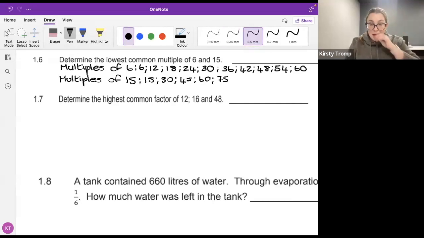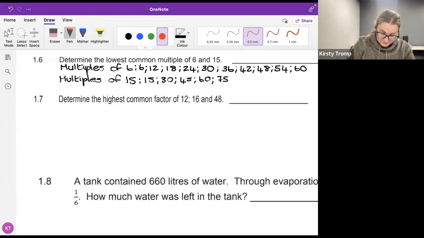Okay, so now I've got those 5. I've got the first 10 on the top, and I'm looking for the lowest common multiple. I'm not looking for the highest. I'm looking for the lowest common multiple. So I'm going to go down and start at the bottom numbers.